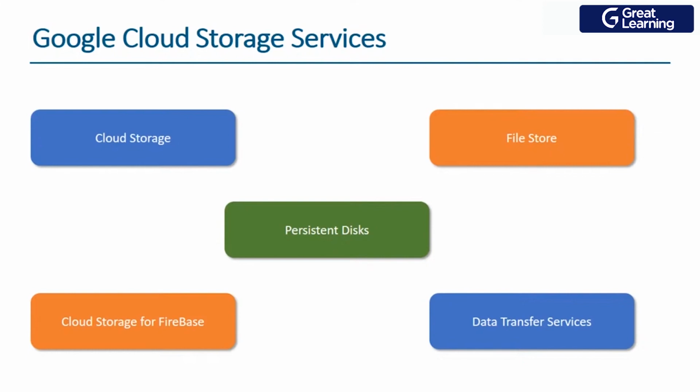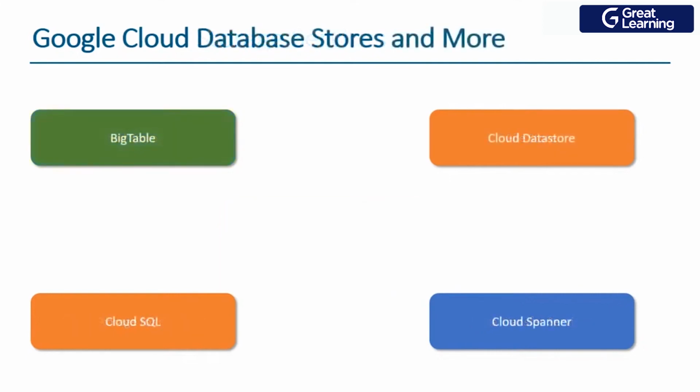Let's now go ahead and talk about the databases part. So I believe the storage part is clear to you: what cloud storage is, what persistent storage is, how file stores work, how Google Cloud Storage for Firebase works, and what data transfer services are. Let's now talk about some other pointers. Let's try and understand what Bigtable is, what Cloud SQL is, what Cloud Spanner is, what Cloud Datastore is. As I've mentioned, these are your data stores, database stores to be frank. So this is where your structured data lies.